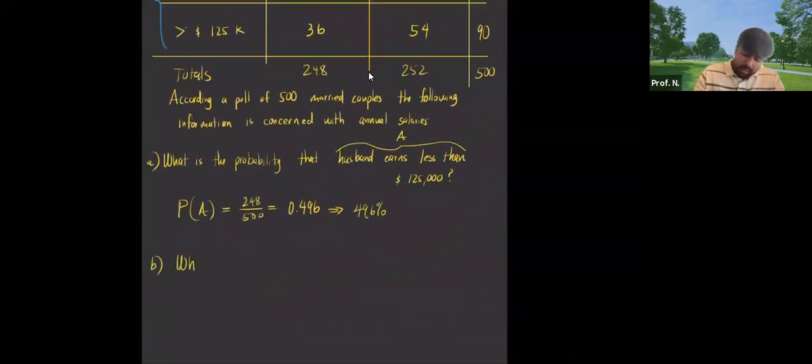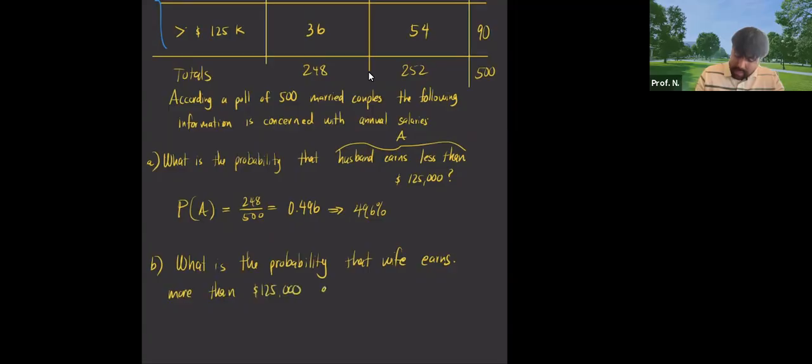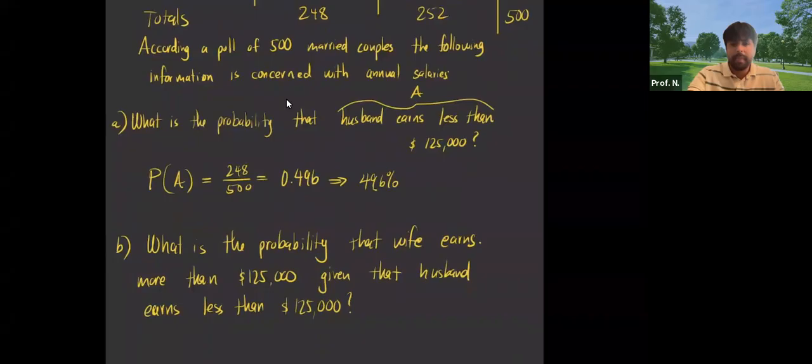And then the question is, with conditional, what is the probability that wife earns more than 125,000, given that husband earns less. After this example, we're done. So this is a typical question.